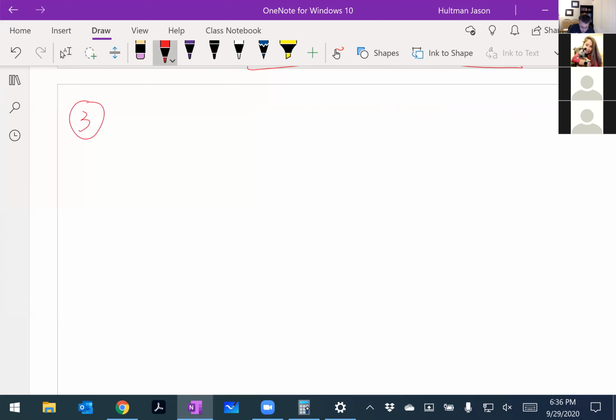Okay. Number 3. Let's talk about what an annuity is. Okay, this is a business example. Annuities. An annuity is an investment that pays you out in increments.